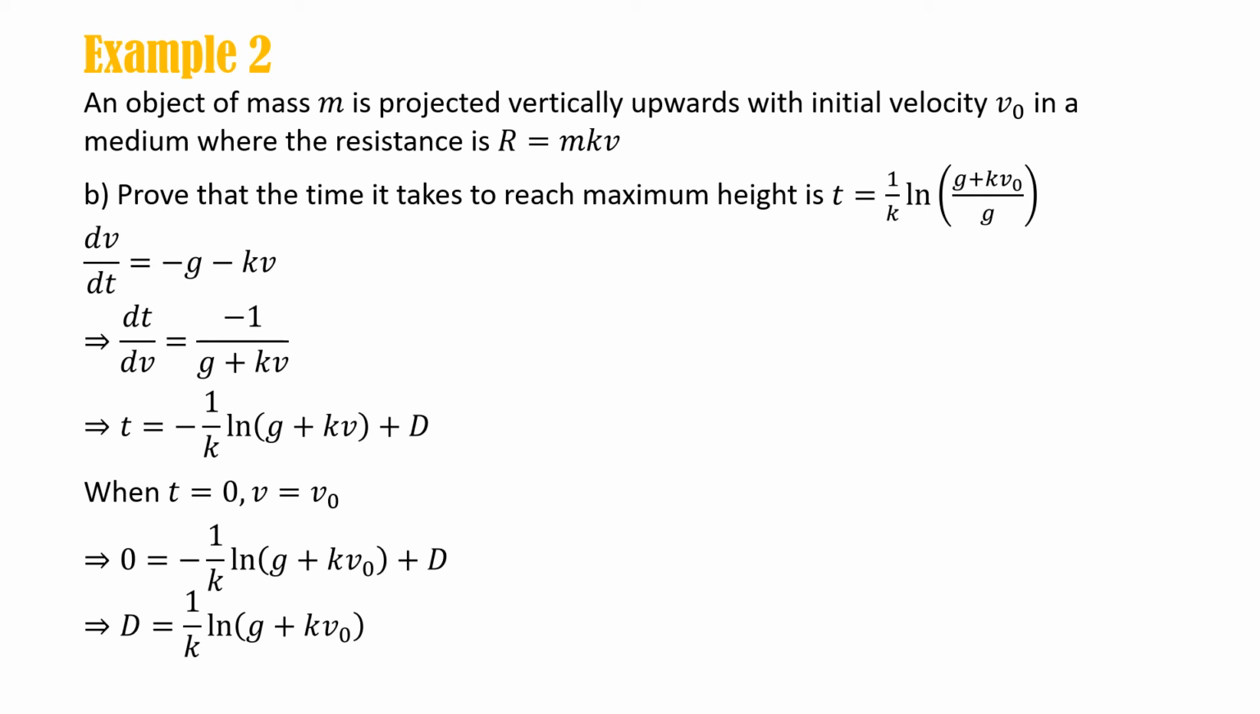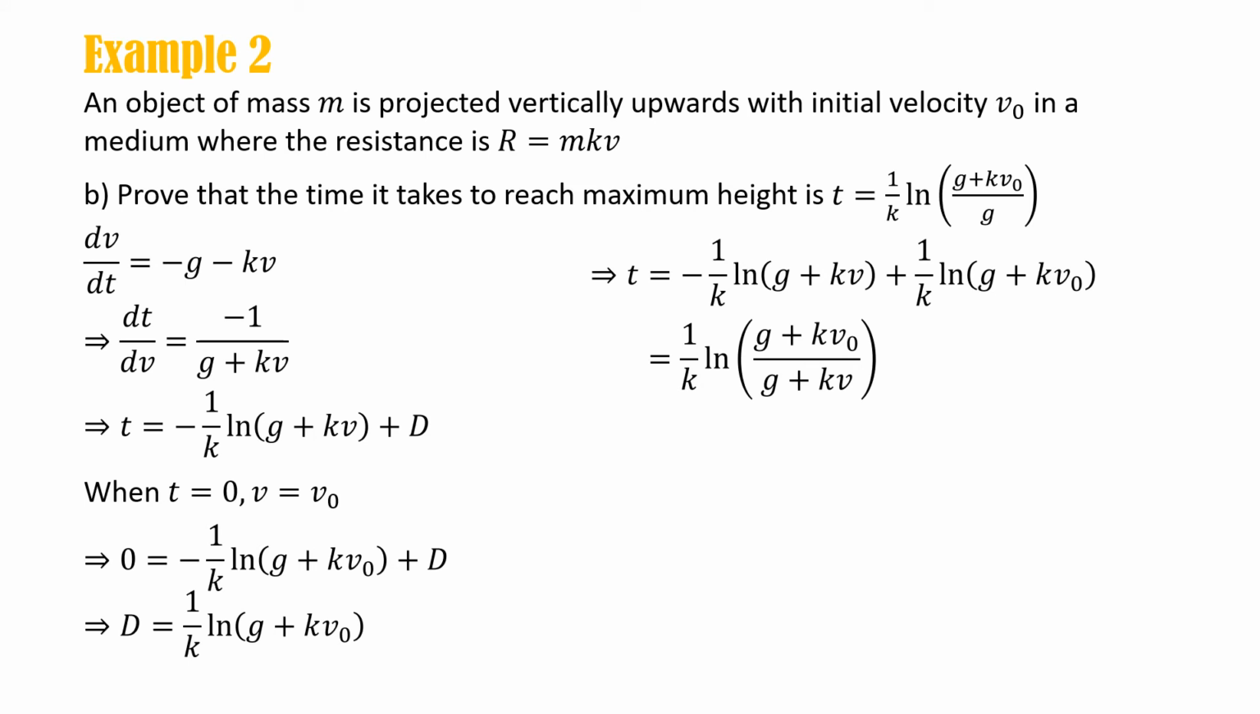So now we can rewrite t, now that we know what our d is. Again, we've got minus 1 on k times the natural log plus 1 on k lots of a natural log. So we've got that same 1 on k constant out the front, so we can just do a division. It's going to be the positive over the bottom. So t is 1 on k times the natural log of the positive bit, g plus kv0, over the negative part, which is g plus kv. All right, so there's our equation for t. So at any point, we can find the time given velocity.